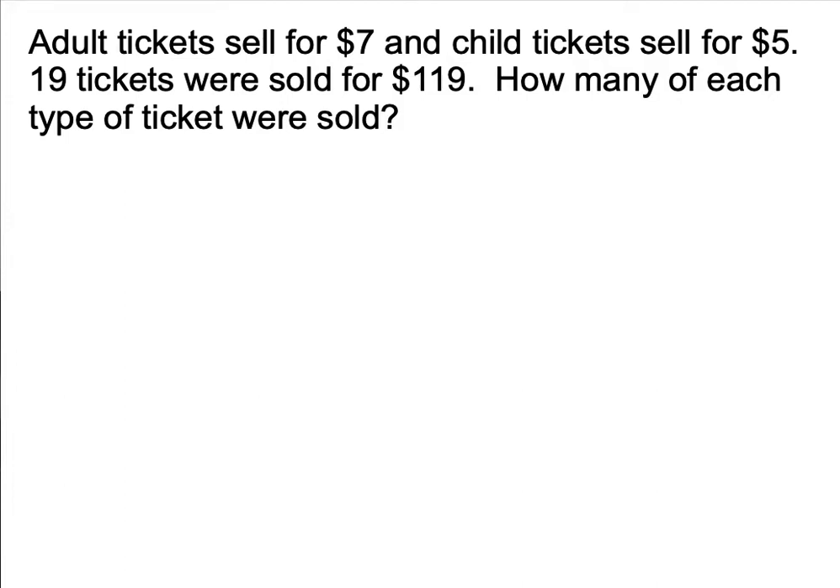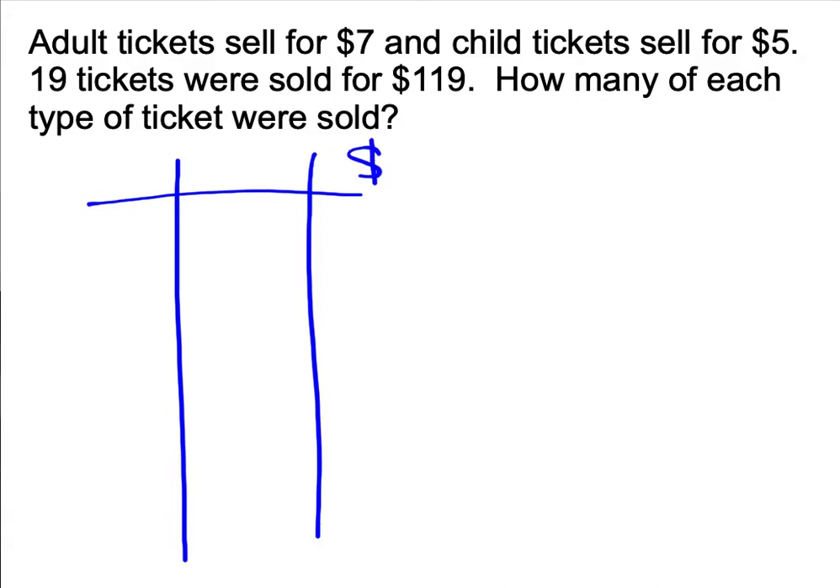Okay, let's look at another example. Adult tickets sell for $7 and child tickets sell for $5. 19 tickets were sold for $119. How many of each type of ticket were sold? All right, so here we're going to make some guesses. We've got adult tickets, child tickets, and the amount made. They need to add up to 19. So let's just start with 10 and 9, kind of right in the middle.